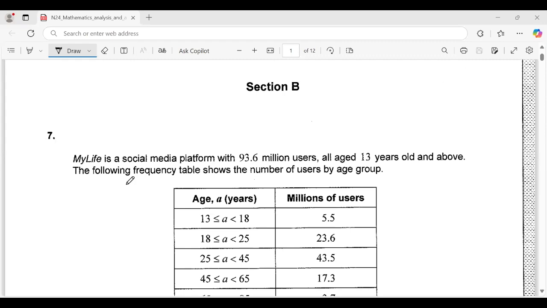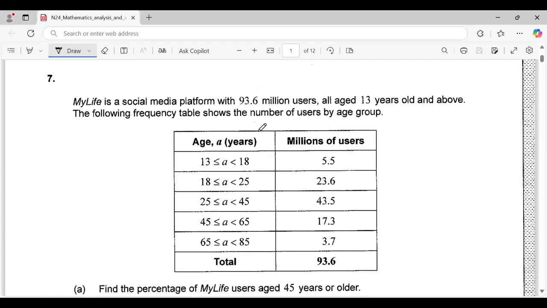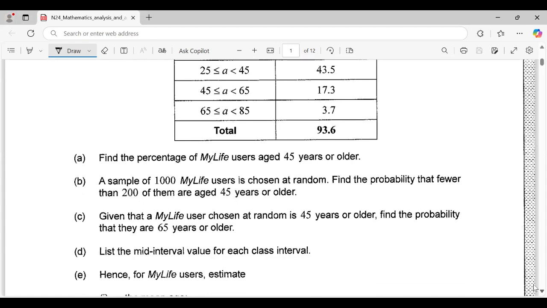Number 7, My Life is a social media platform with 93.6 million users, all aged 13 years old and above. The following frequency table shows the number of users by age group. This is the distribution table. Find the percentage of My Life users aged 45 years or older.